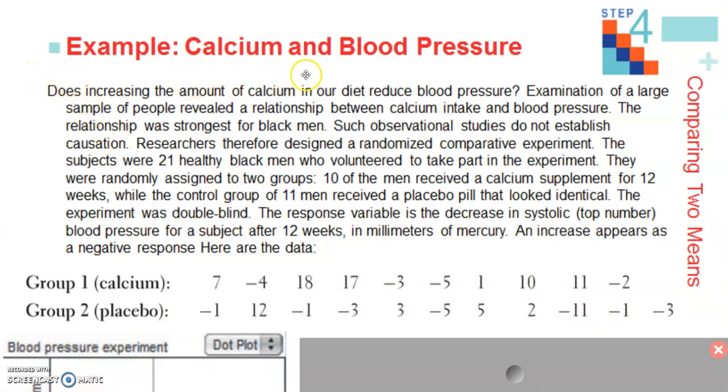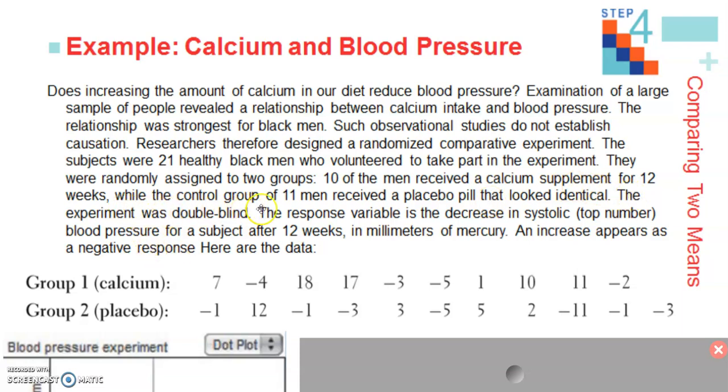Does increasing the amount of calcium in our diet reduce blood pressure? Examination of a large sample of people revealed a relationship between calcium intake and blood pressure. The relationship was strongest for black men. Such observational studies do not establish causation. Researchers therefore designed a randomized comparative experiment. The subjects were 21 healthy black men who volunteered to take part in the experiment. They were randomly assigned to two groups. 10 of the men received a calcium supplement for 12 weeks, while the other control group of 11 men received a placebo pill that looked identical.